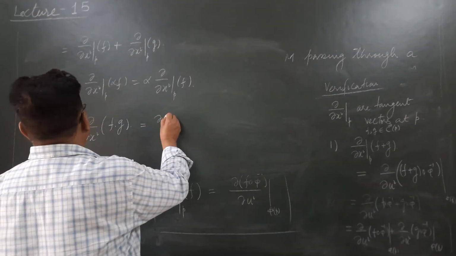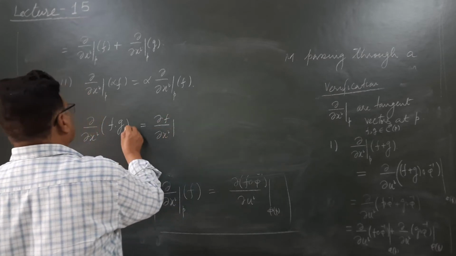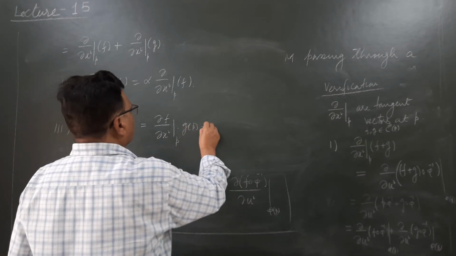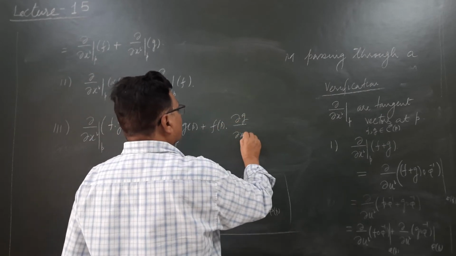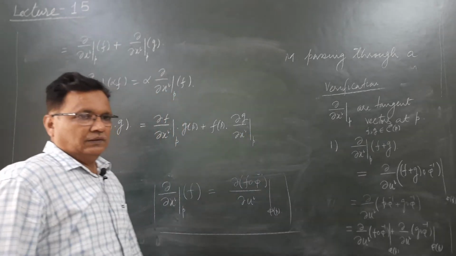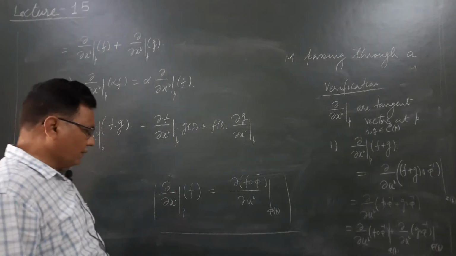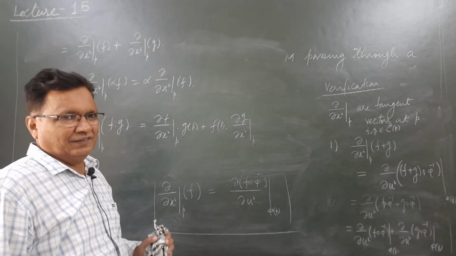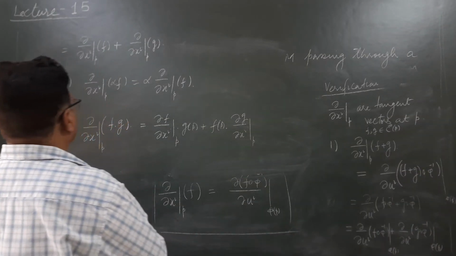So that will be del upon del xi of f at P, so this is at P, into Gp plus Fp into del G upon del xi at the point P. So after these two verifications, you will say that the del upon del xi is also a tangent vector at P. Okay. So these are the two natural examples of tangent vectors.